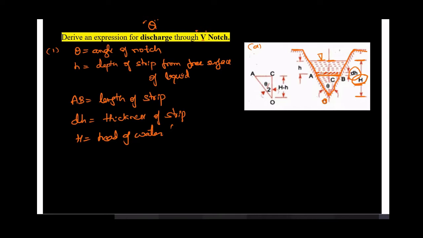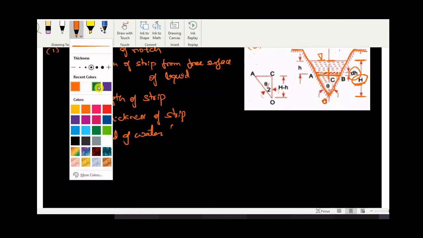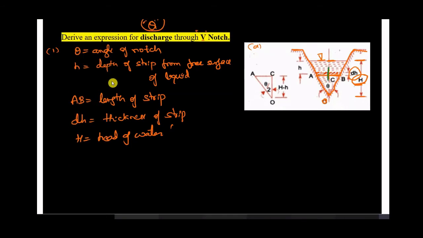Now what we do, we will calculate first the discharge through this small strip, that is AB length. Now this AB will be divided into two sections. We'll consider it as symmetric. So this angle, I will take it as theta by 2. What is the triangle? Triangle A, C is a middle point, and O. A point, C point, O point. So join all these points, we'll get one triangle.